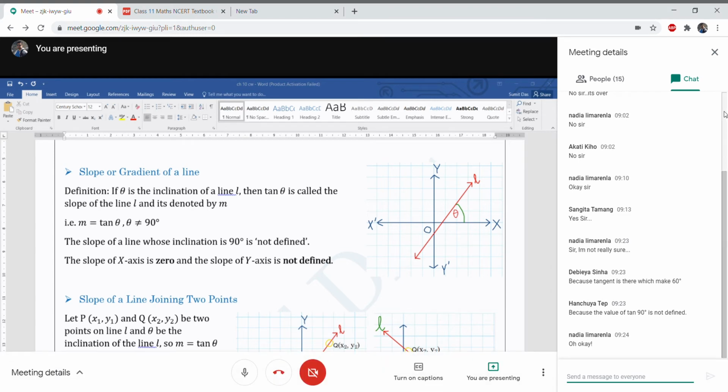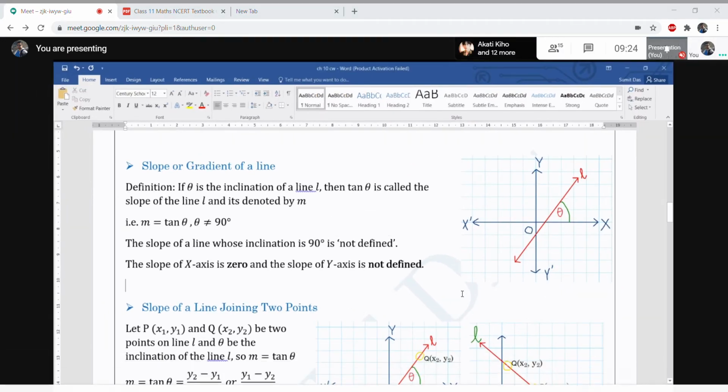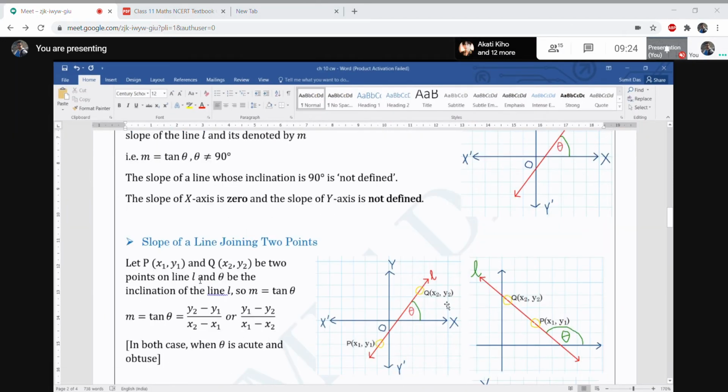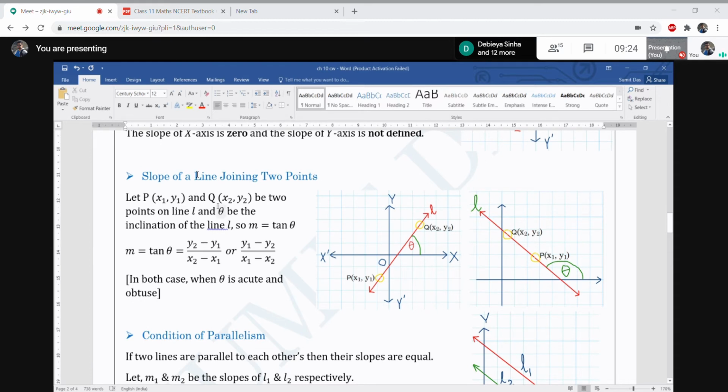Fine, those who are answering, very good. Then the next part: slope of a line joining two points. Suppose here you can see PQ in the first two diagrams I'm showing. Now focus on the first diagram. In this diagram there is a line L which is making theta inclination with the x-axis, and on L there are two points P and Q.